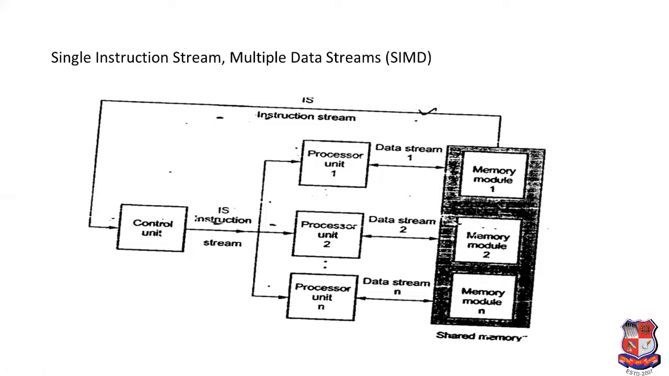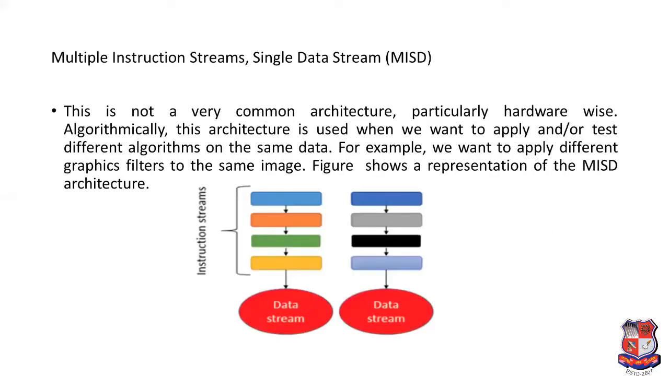Now let's move on to the third one, that is multiple instruction stream, single data stream, which is denoted by MISD. This is not a very common architecture, particularly on the hardware side. Algorithmically, this architecture is used when we want to apply or test different algorithms on the same data. For example, we want to apply different graphic filters to the same image. This figure shows a representation of MISD architecture.